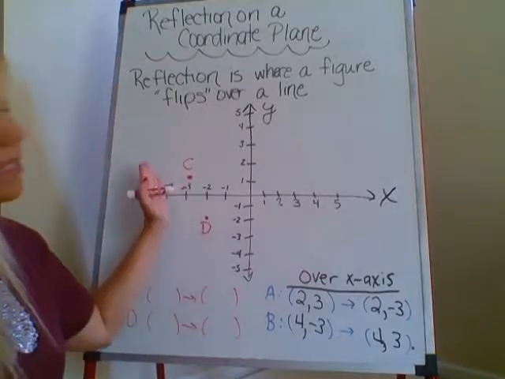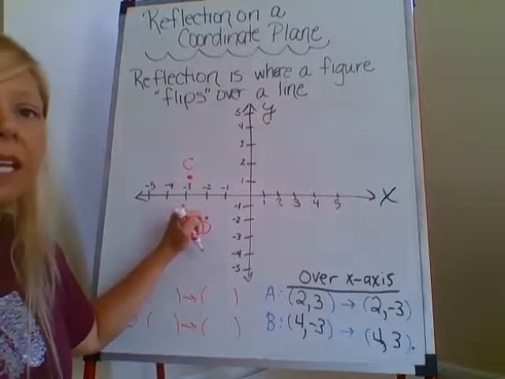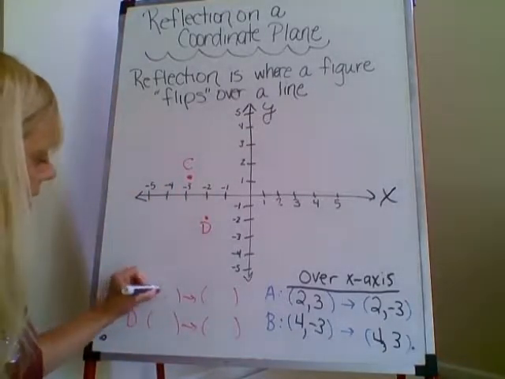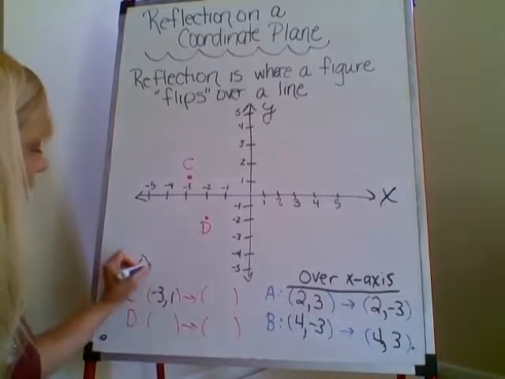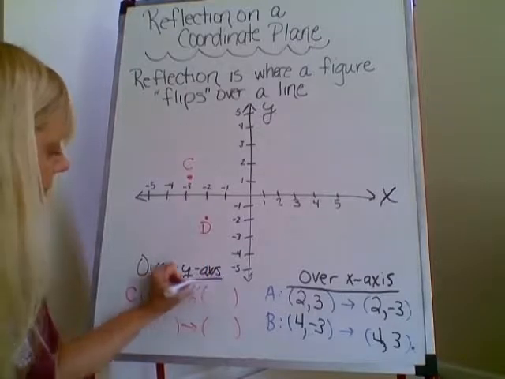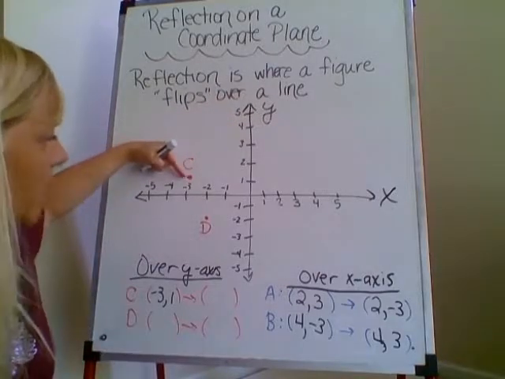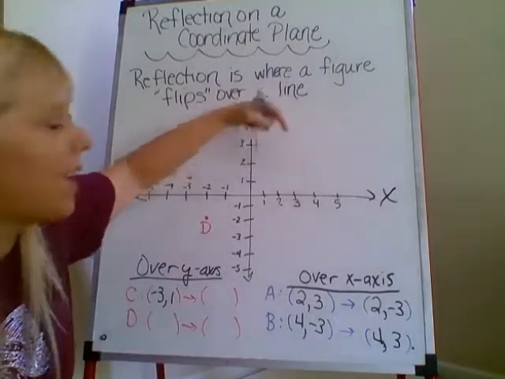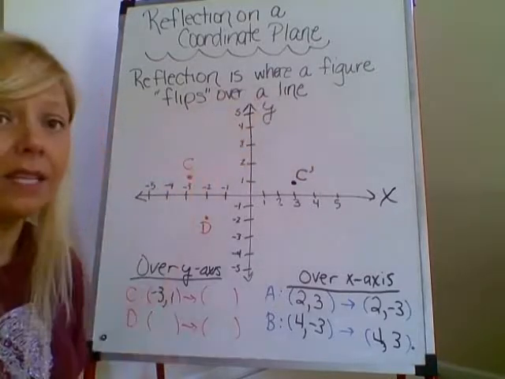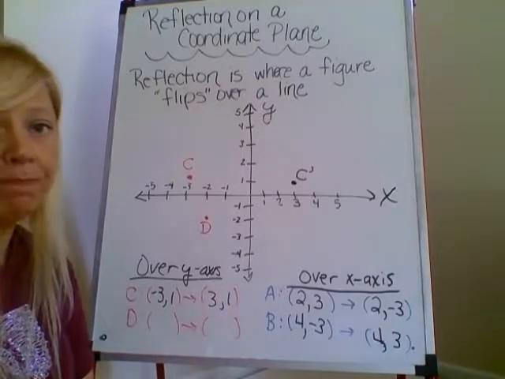All right, so C needs to go over my y-axis. So C right now is at -3, +1. So let's write that down here. -3, +1. This is going to be over y. All right, so if I'm traveling over my y-axis, that means it needs to travel from -3 all the way over to +3. So here's where my new C is going to land. So it is at +3, +1.